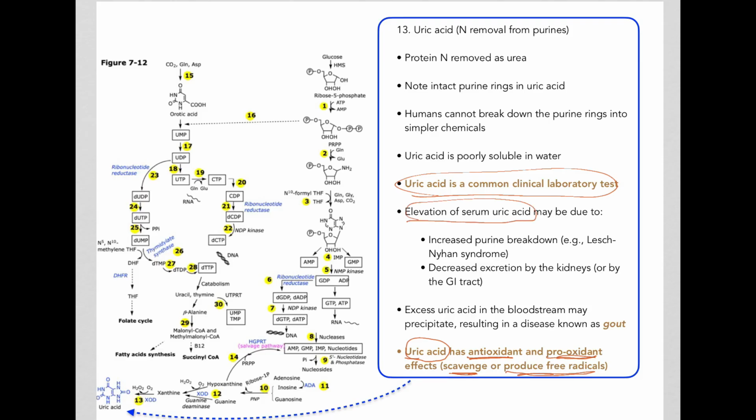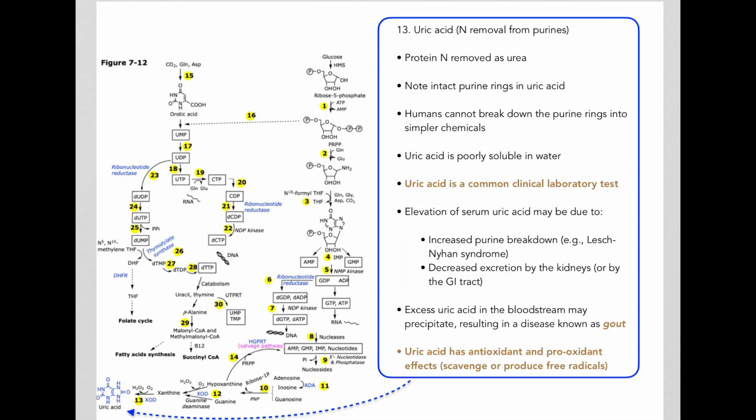Elevation of serum uric acid can happen in various conditions. If there is too much purine that is broken down, for example in Lesch-Nyhan syndrome, then this purine breakdown will lead to formation of uric acid. In addition, if there are any problems with the kidneys, they cannot excrete the uric acid. Some uric acid is also excreted by the GI tract. If there's a problem there, that's going to increase the serum uric acid.